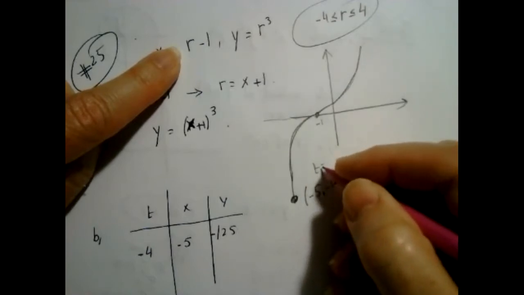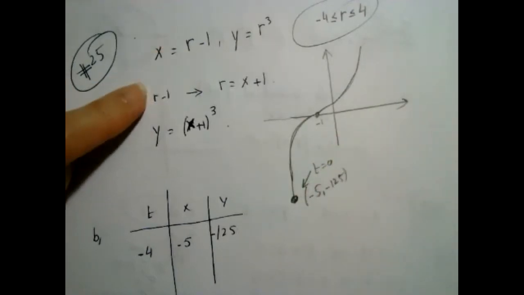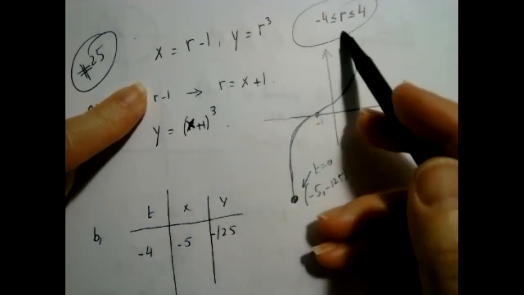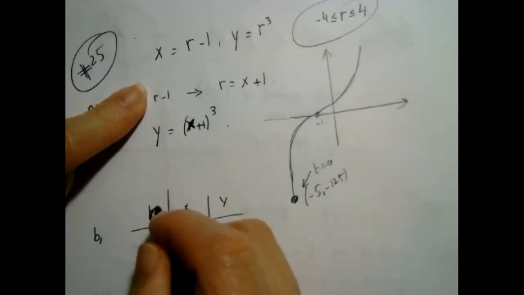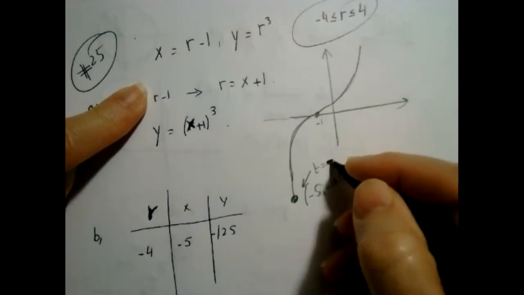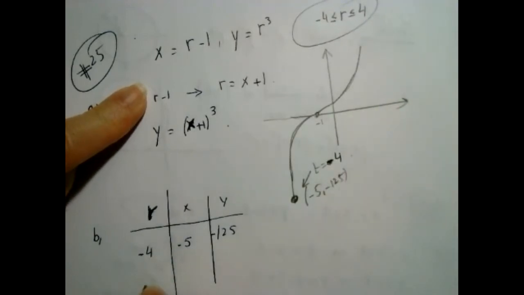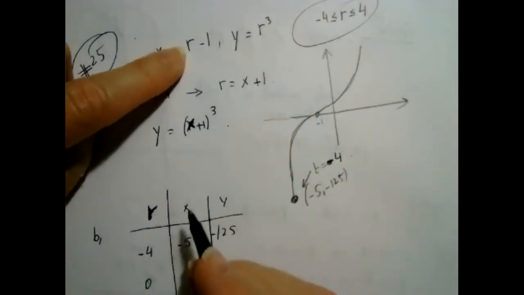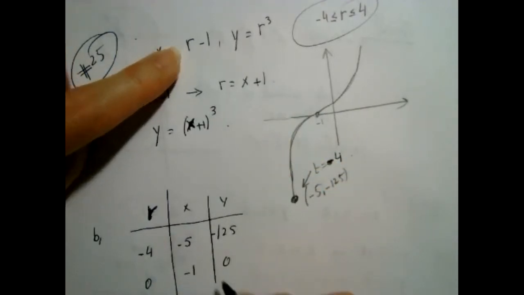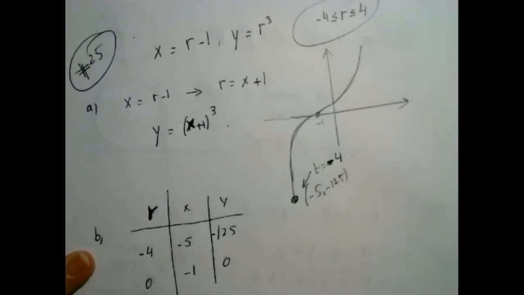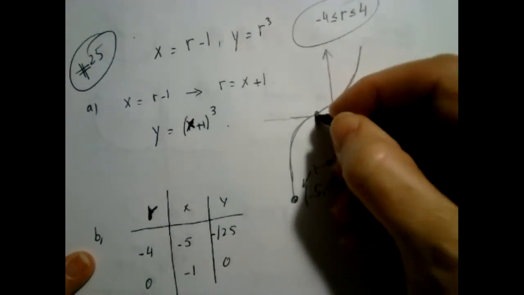So this is r equal to -4. Let me take, this should be r. I'm goofing a lot. Now, r equal to 0, just to see where I am in between. x is -1, and y is 0. So at r equal to 0, x is -1, and I'm right here.